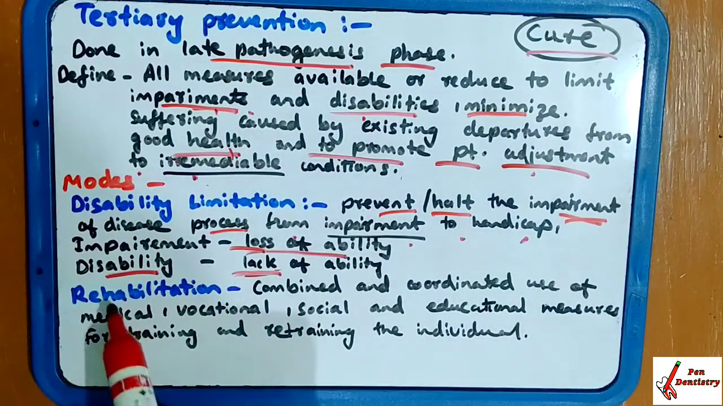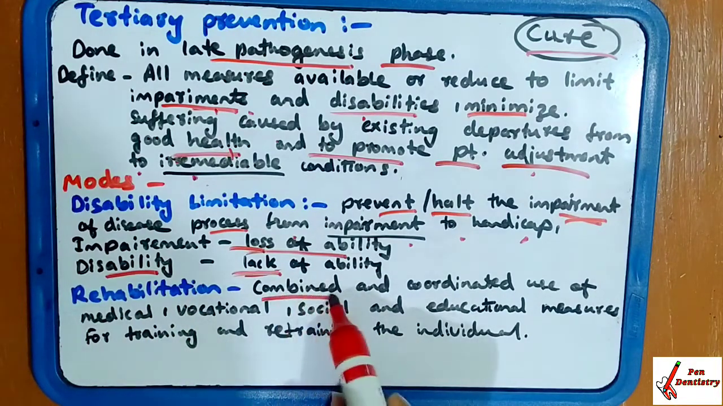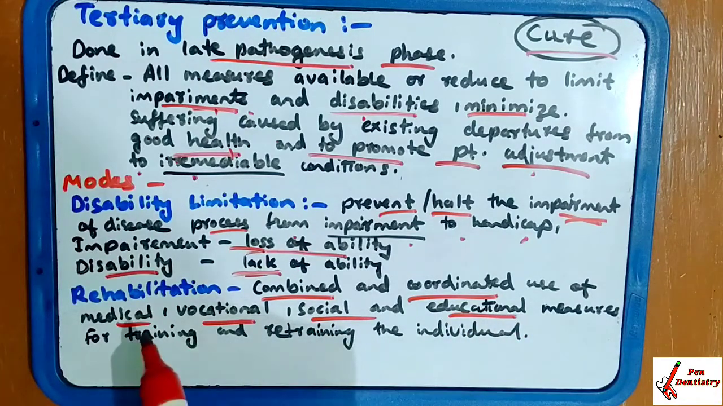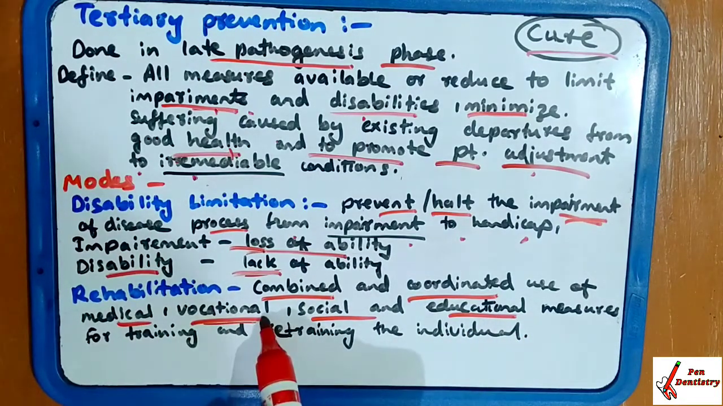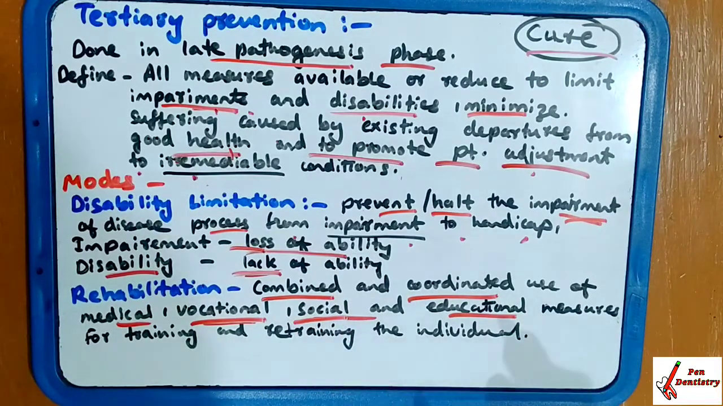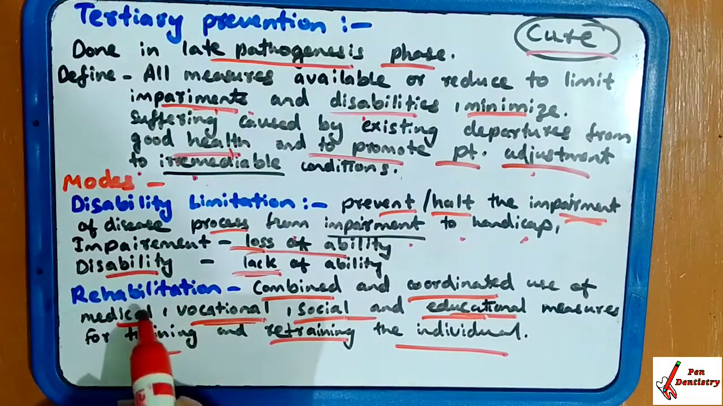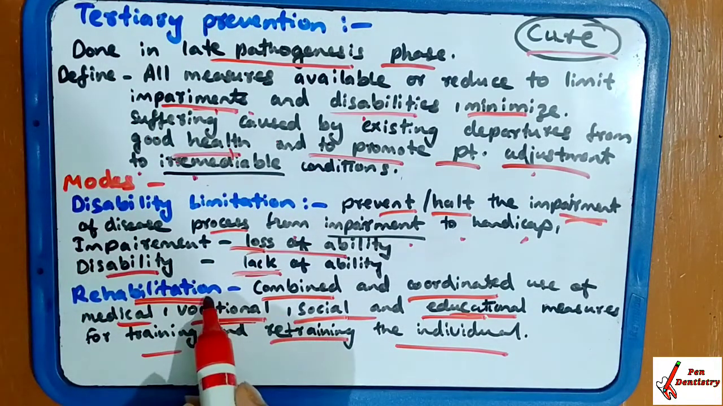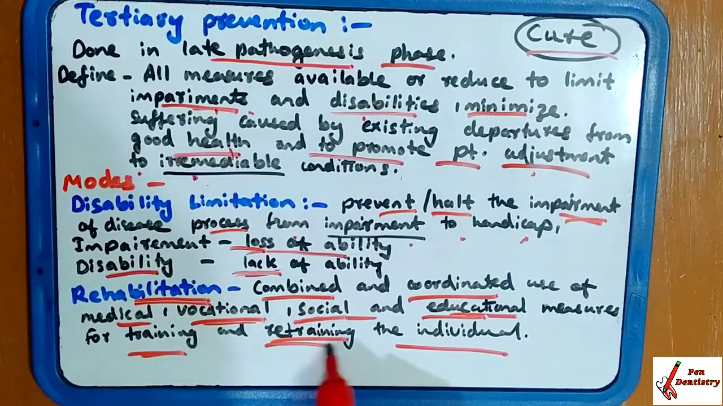Rehabilitation means the combined and coordinated use of medical, vocational, social, and educational measures for training and retraining the individual. For example, a drug addicted person is rehabilitated. Sometimes we rehabilitate the drug addicted person, for training and retraining the individual, for bringing the person on the main track of good life or good health.